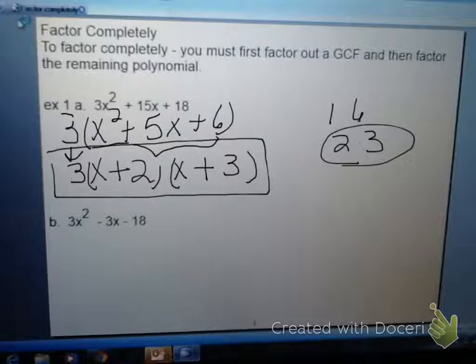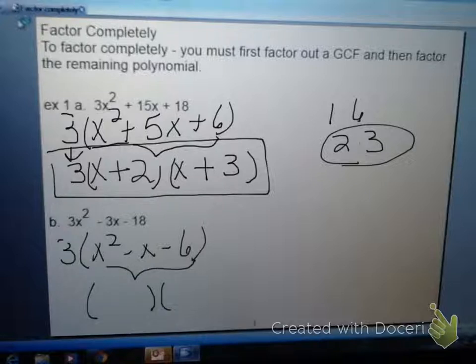Example B. Again, we're going to find a GCF, which is 3, and we get x squared minus x minus 6. This polynomial we can now factor. What's in that parentheses is a trinomial that we can factor into two binomials. My signs are going to be different.